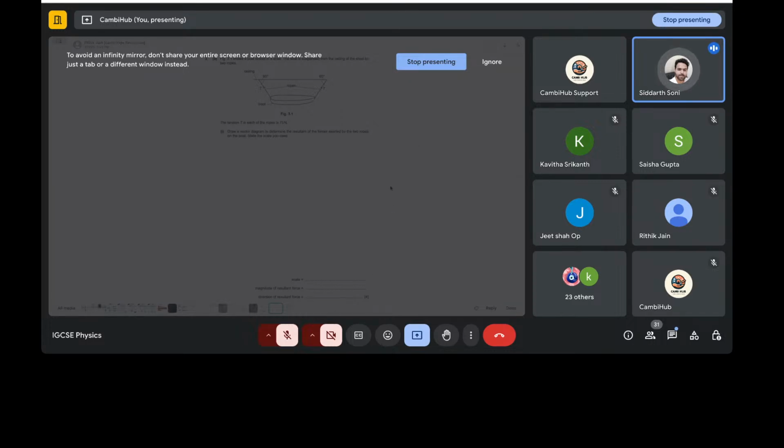Now, unfortunately, this is out of your syllabus, but you can solve it by the equilateral triangle method.